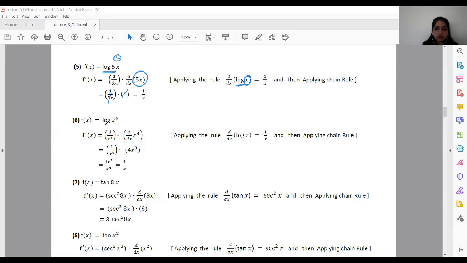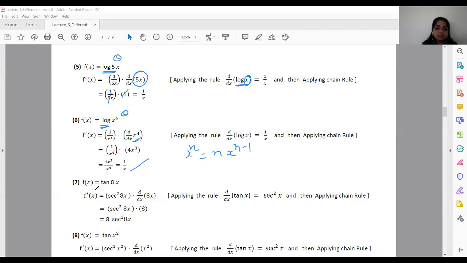Now the next, log x raised to 4. For log x raised to 4, this is again the logarithm function. And x raised to 4 is our theta. So we have to put 1 upon theta, so 1 upon x raised to 4. Then apply the chain rule. So d by dx of x raised to 4, here we are applying x raised to n rule, that is n x raised to n minus 1. So 4x cube, and x cube upon x raised to 4, that is 1 by x. So 4 by x is our final answer.